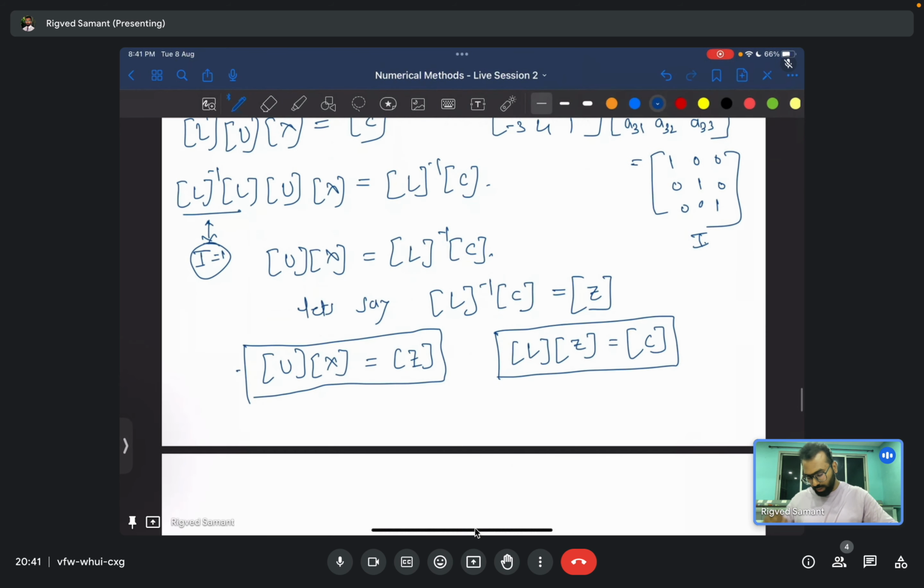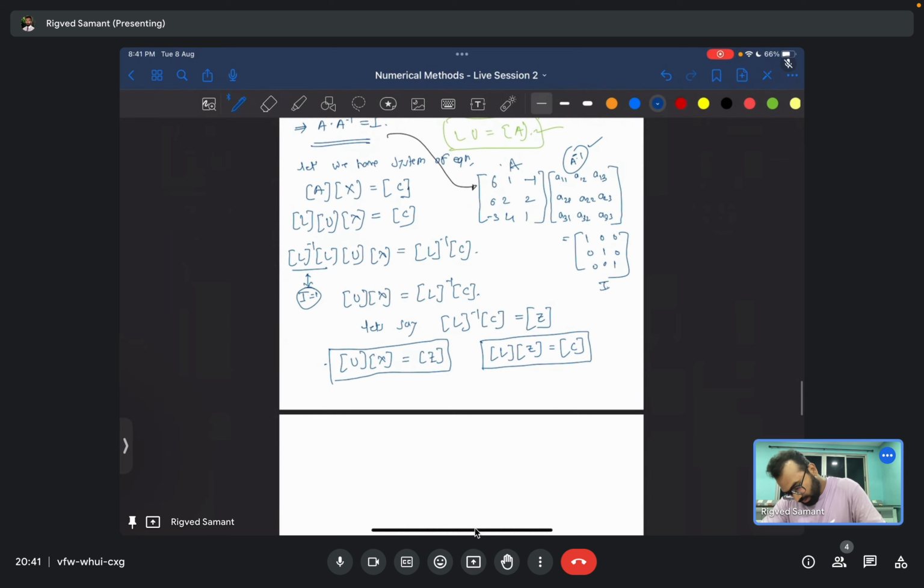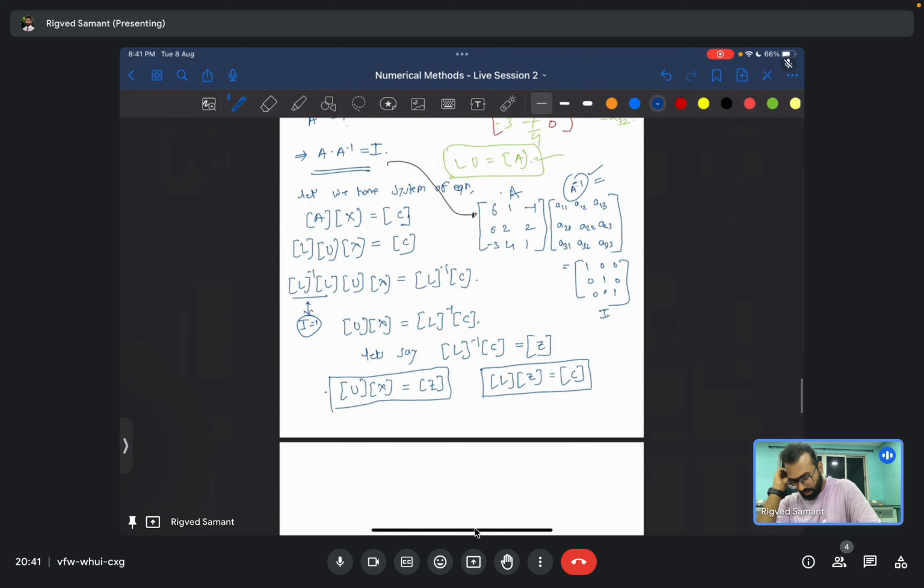So what we will do is, let's say this was X, and this was C. A inverse was X and this was C. Then you have an L here, you have a C here. From that you will get the value of Z.